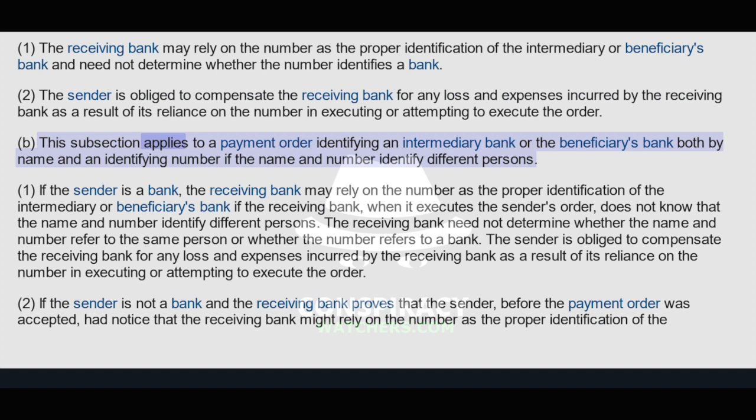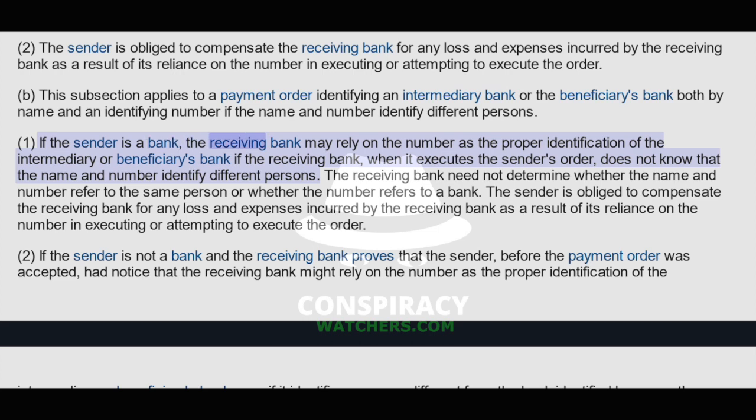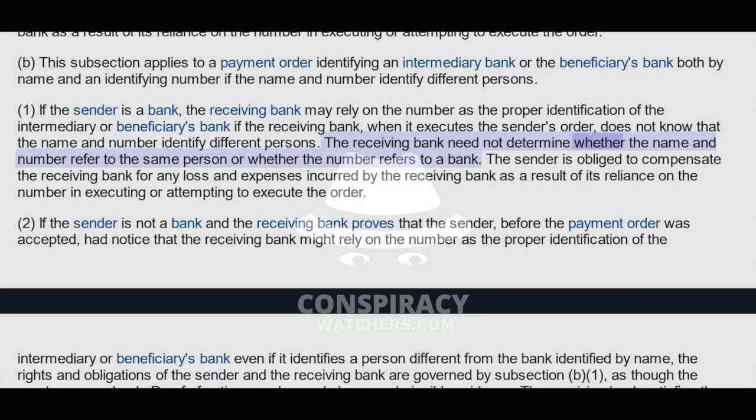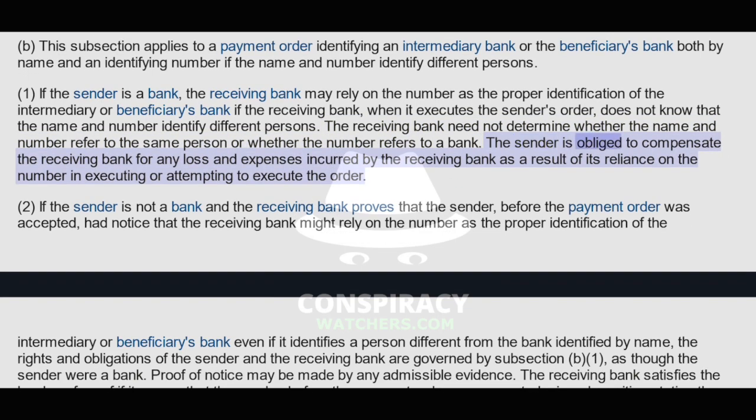This subsection applies to a payment order identifying an intermediary bank or the beneficiary's bank both by name and an identifying number if the name and number identify different persons. If the sender is a bank, the receiving bank may rely on the number as the proper identification of the intermediary or beneficiary's bank if the receiving bank, when it executes the sender's order, does not know that the name and number identify different persons. The receiving bank need not determine whether the name and number refer to the same person or whether the number refers to a bank. The sender is obliged to compensate the receiving bank for any loss and expenses incurred by the receiving bank as a result of its reliance on the number in executing or attempting to execute the order.